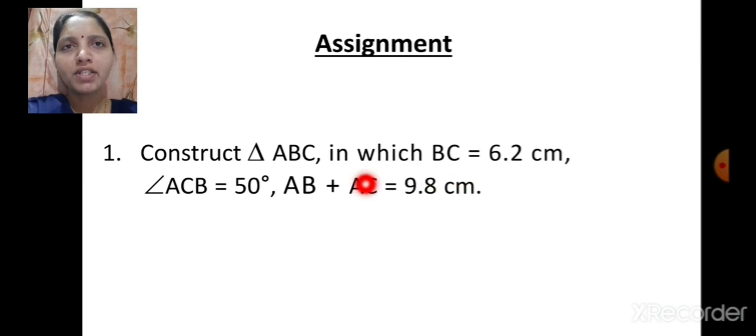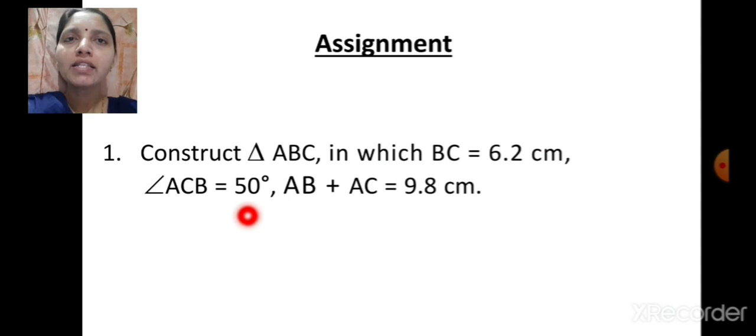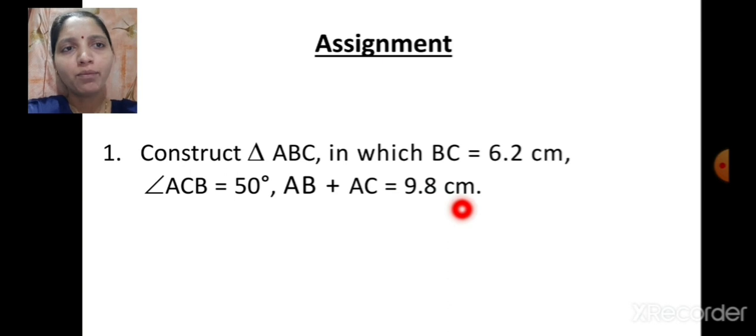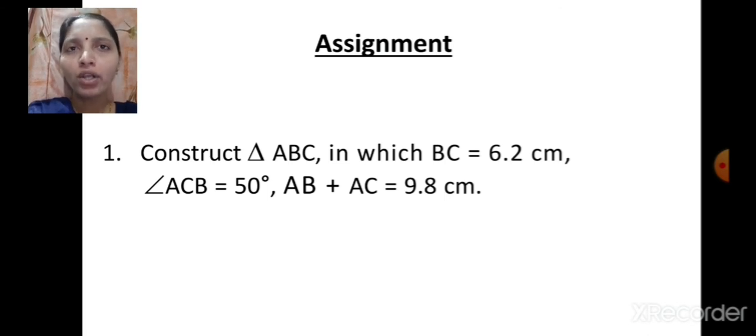Construct triangle ABC in which BC is equal to 6.2 centimeter, angle ACB is equal to 50 degree, AB plus AC is equal to 9.8 centimeter. And with the help of this information, you have to construct triangle ABC. Okay. Now I hope you all will be able to solve this sum because it is a similar question which we have solved today. Now you have to follow all the steps properly, and all these steps are also mentioned in your textbook, so you can refer your textbook also.